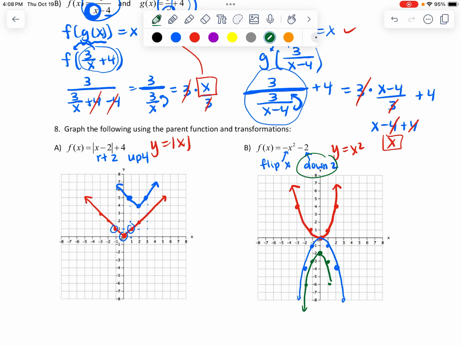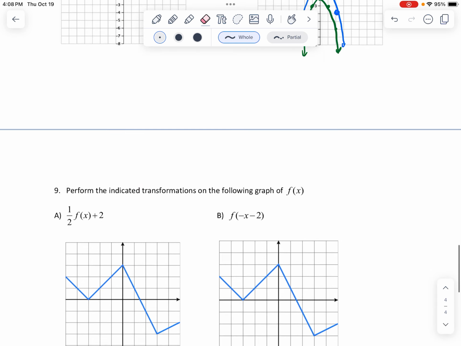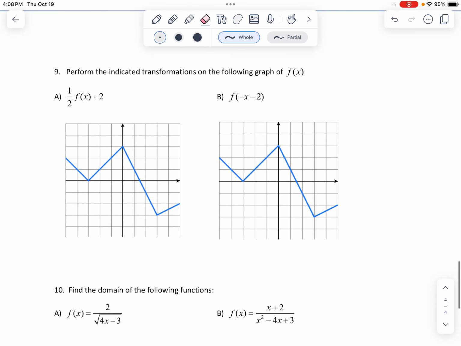There's something so wrong with that. Because this point should be here, right, you guys? Yes, it should look like this. Sorry about that. That's like ultra ugly. There we go. That's a little bit better. Okay, so again, imagine that red parabola flipped over the x-axis and then everything moved down 2. Okay? All right, next one, perform the indicated transformations.